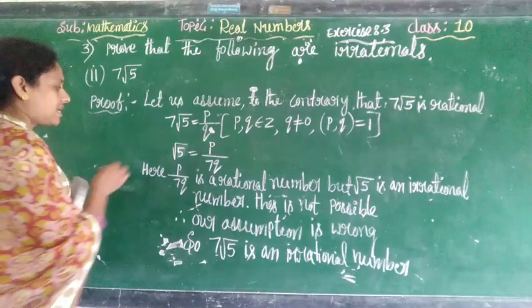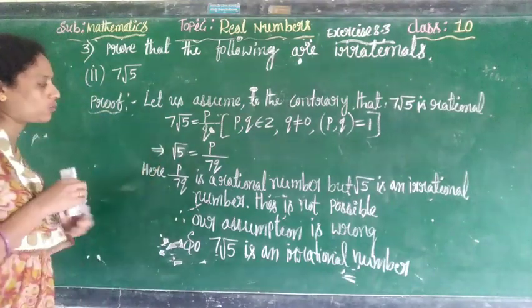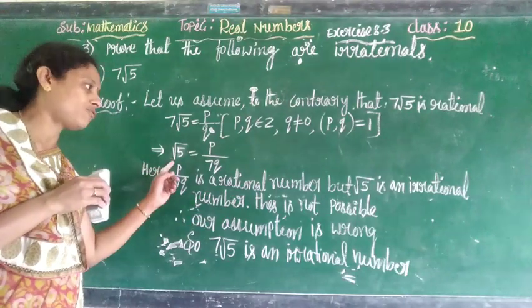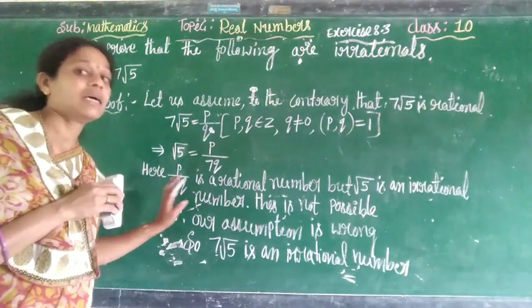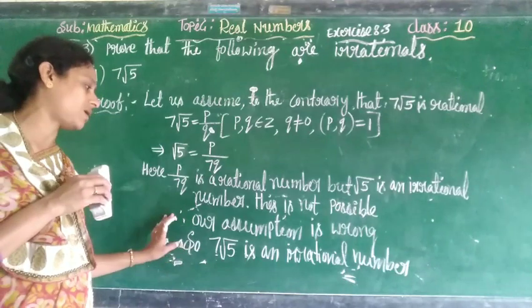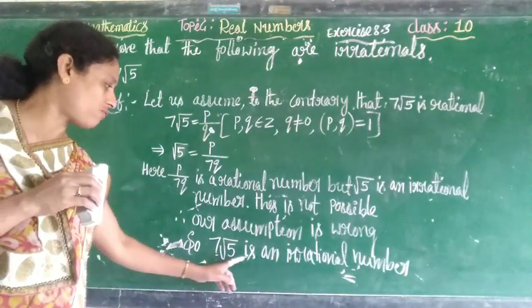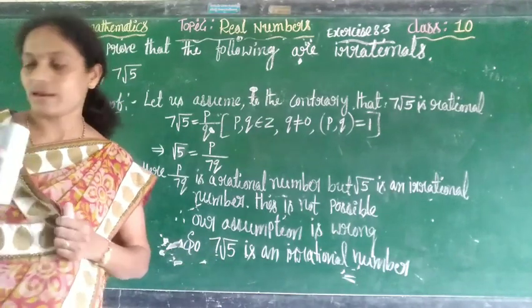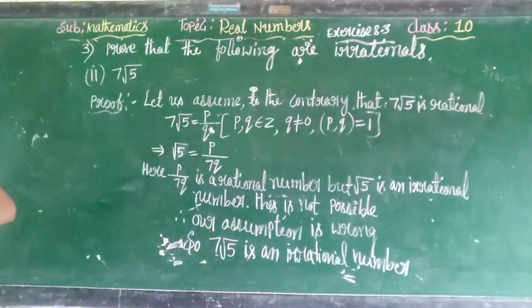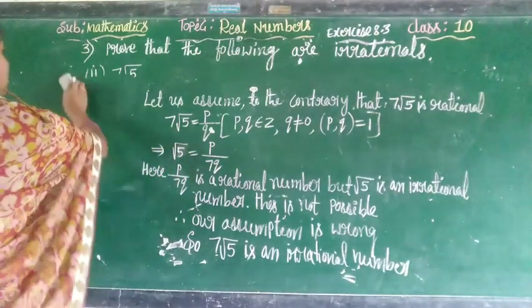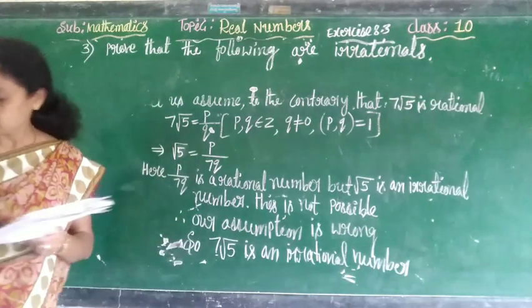This implies that root 5 is equal to p by 7q. Here p by 7q is a rational number, but root 5 is an irrational number. This is not possible. So our assumption is wrong. So 7 root 5 is an irrational number. So in this third line, the first and second problems are completed. Now we go to the third problem.